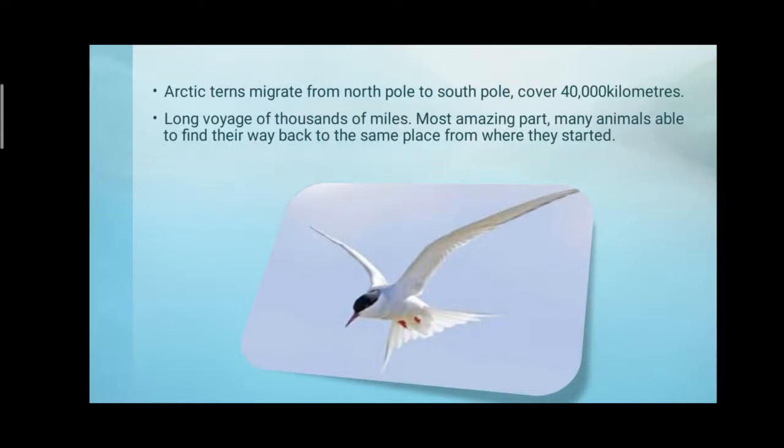The picture shows the Arctic tern. It moves from the North Pole to the South Pole. It migrates from the North Pole to the South Pole. How many kilometers will it move? 40,000 kilometers. It will fly up to 40,000 kilometers. It is a long voyage, thousands of miles.